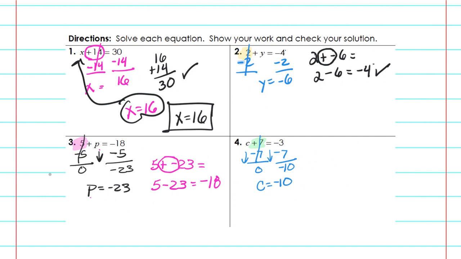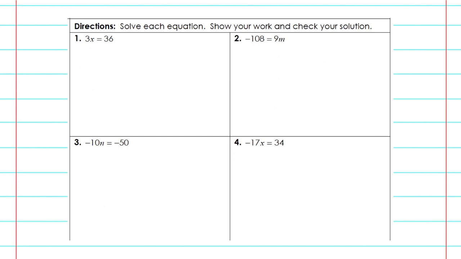Now take negative 10 and put it back into the problem and let's see what we get. So negative 10 plus 7. If that equals negative 3, I have the correct answer. So let's think about this. If I owe my friend $10 and I give them $7, how much more money do I still owe them? I still owe them $3. So that is correct.